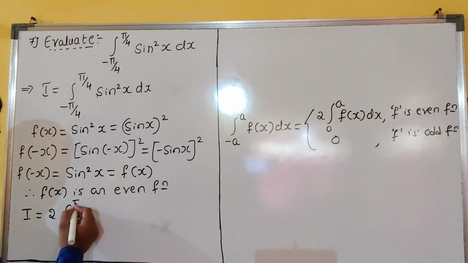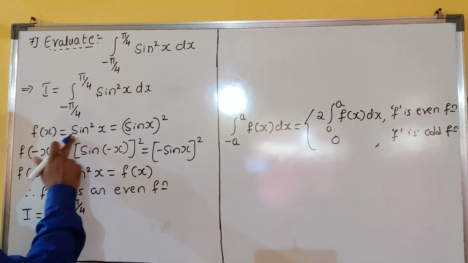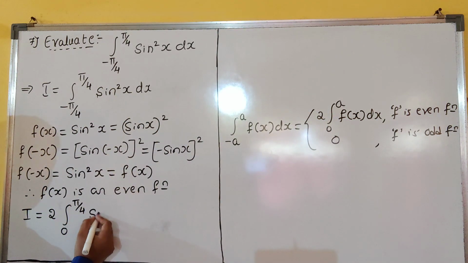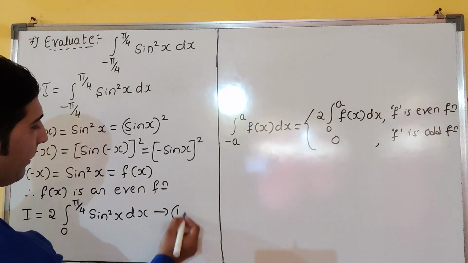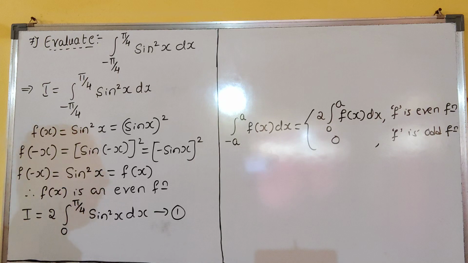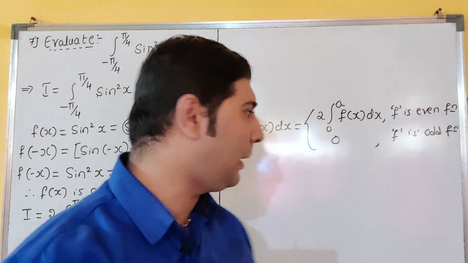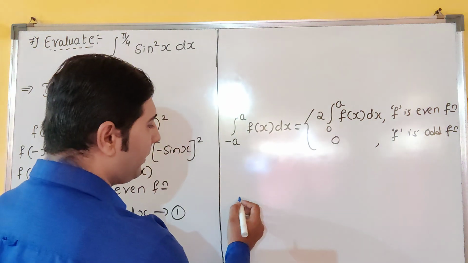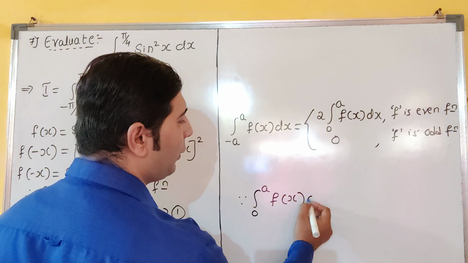Even function means the integral from 0 to pi by 4 of f of x. f of x is what? Sin square x dx. I'll call this equation number 1. Clear everyone? Understood this one? So now I will apply the Queen formula. Once again I will remind you, don't worry, I had told you the Queen formula.